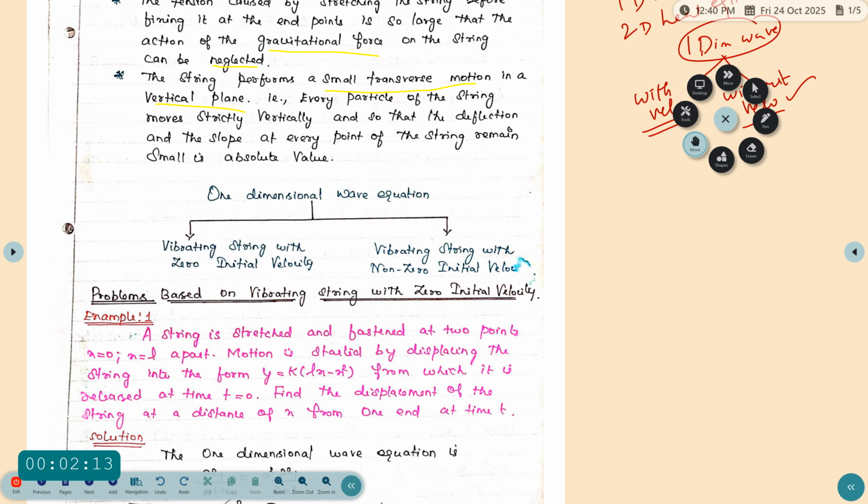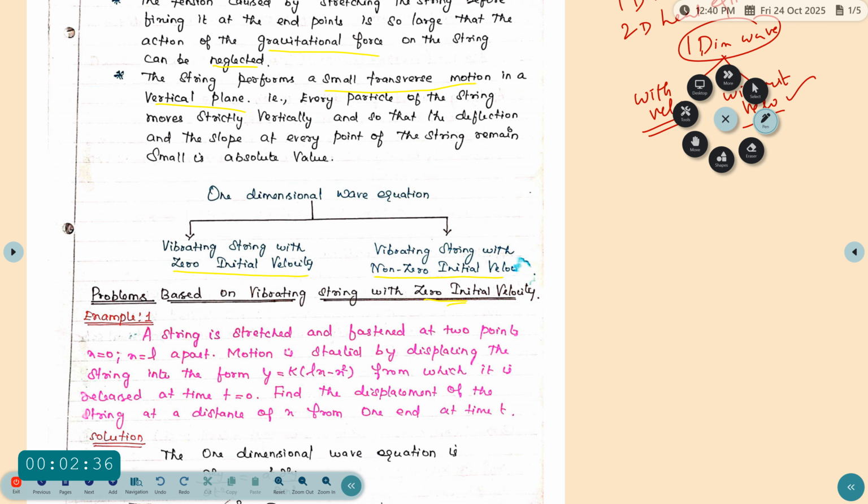The one-dimensional wave equation is classified into two types: one is with zero initial velocity, another one is with non-zero initial velocity. Vibrating string with zero initial velocity and non-zero initial velocity. In this class we are going to see the problem of the vibrating string with zero initial velocity, without velocity. How can we solve the problem?